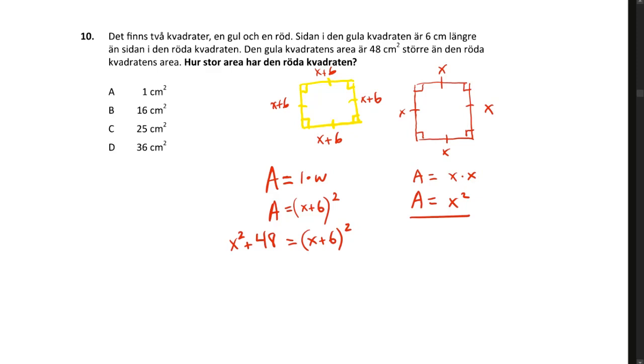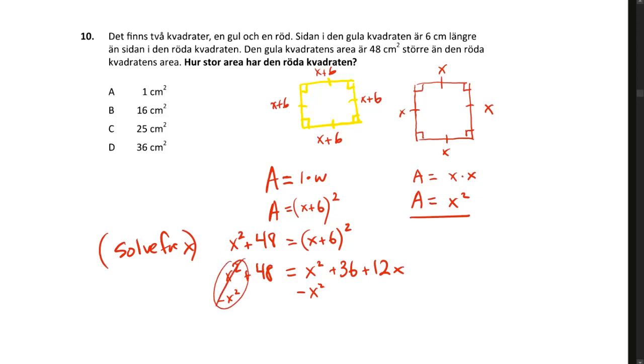Now we need to solve for x. So let's simplify the right side. When we have this, x to the power of 2 is x squared. 6 to the power of 2 is 36. And then you do x times 6, which is 6x, times 2 is 12x. We have x squared on both sides, so if I minus x squared here, minus x squared here, now they're gone.